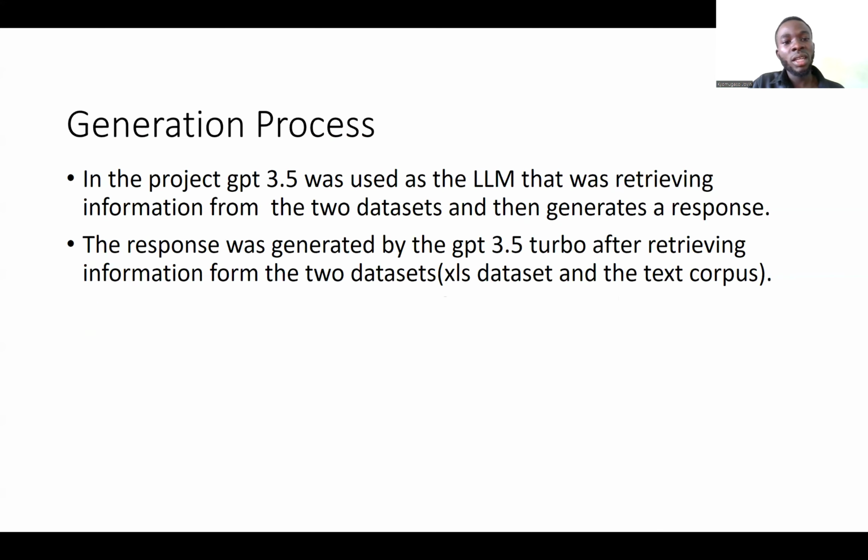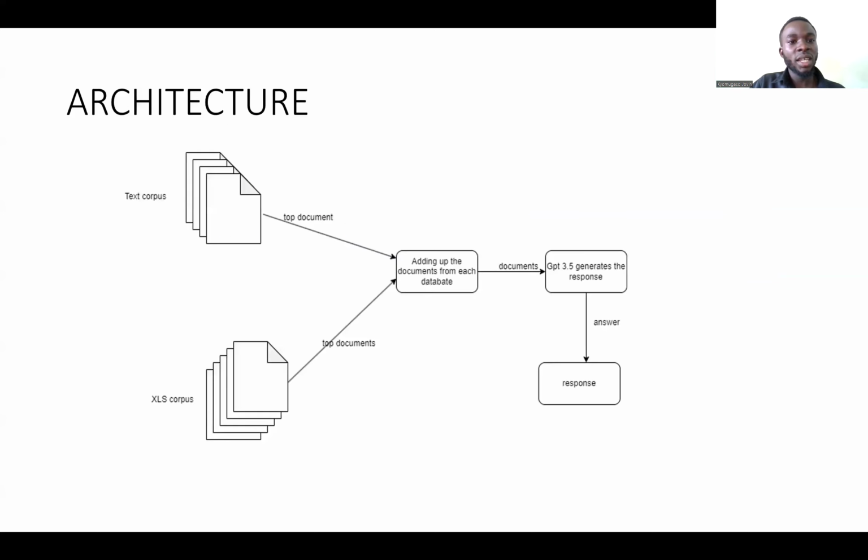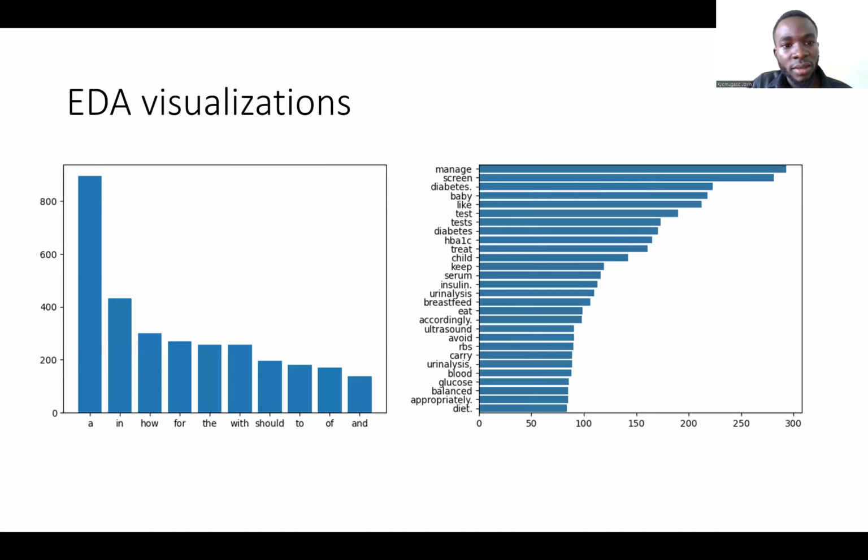Then, as I told you earlier on, we used the GPT 3.5 as the LLM in order to generate the response for the user. Then this is the architecture, as I told you, the text corpus and the Excel corpus. So they get top documents from both those two corpora, and then they add those documents. Then they provide those documents to the GPT-3.5, and it gives an answer or a response.